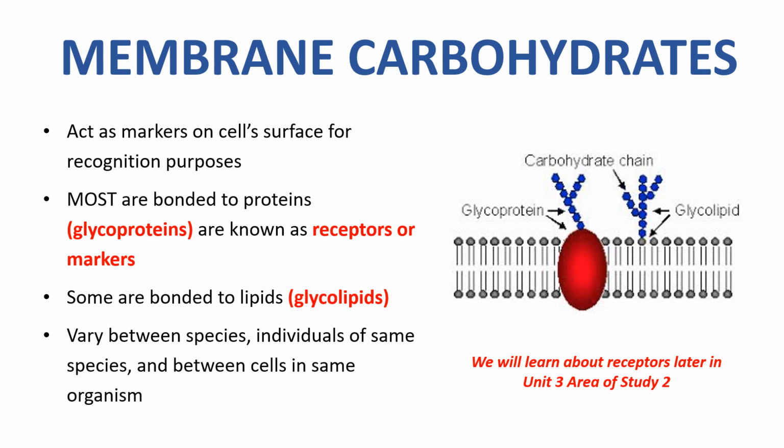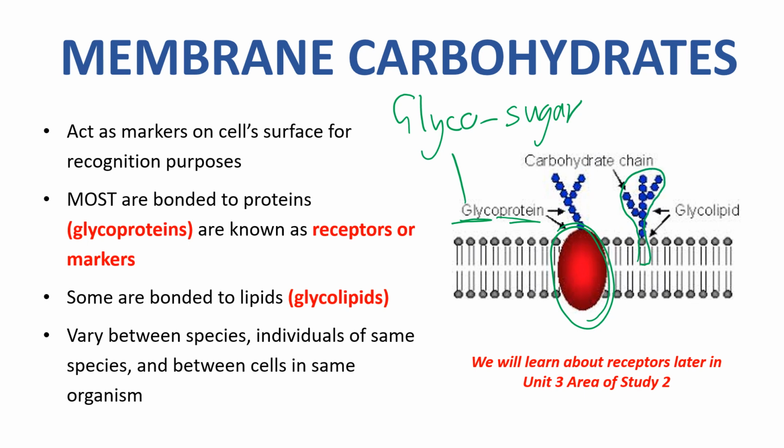Here are some pictures of what the carbohydrates look like. So they're either attached to a protein here, which is called a glycoprotein. Glyco means sugar or carbohydrate. Or you can have glycolipids, where the carbohydrate is attached to one of the phospholipids in the membrane. And they vary between species. They've got different jobs, but the fact that the chains in these carbohydrates are all different, that's how you can recognize what the cell is and which organism it comes from. And we'll learn more about that in Unit 3, when we learn about the immune system.